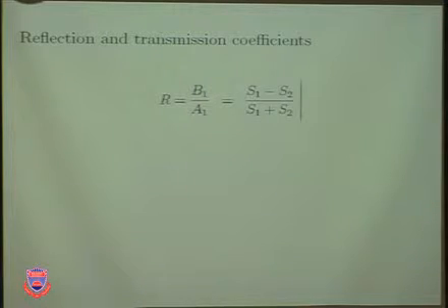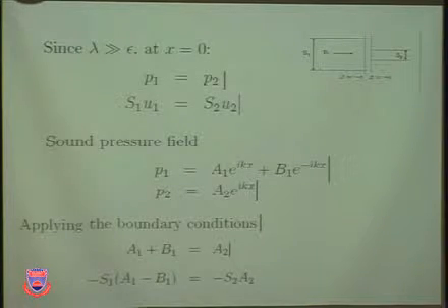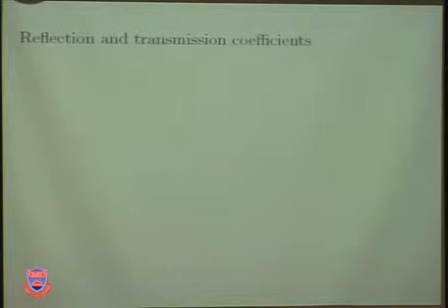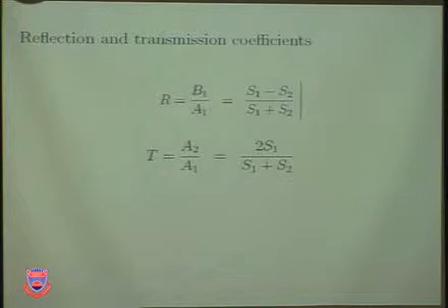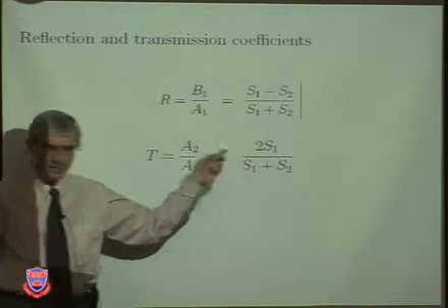The reflection coefficient will be a ratio of the differences in the area to their sum, and transmission coefficient will be 2S1 divided by the sum of the areas.